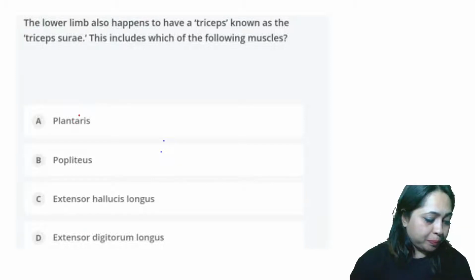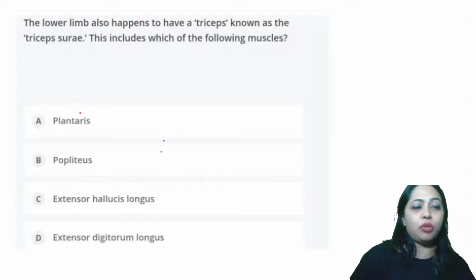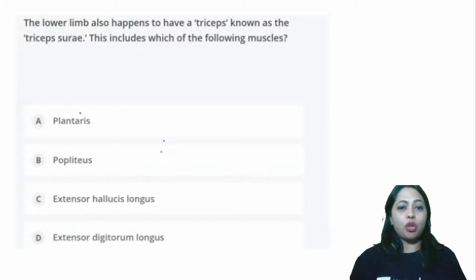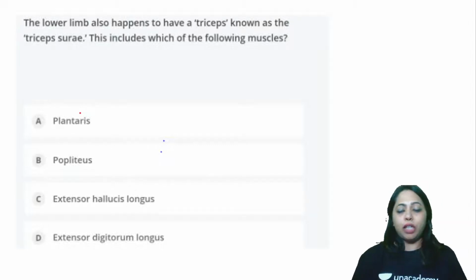So who can tell me? Manoj says C. The options are extensor hallucis, extensor digitorum, popliteus, and plantaris. The lower limb also happens to have a triceps known as triceps surae. This includes which of the muscles? Does it include any of these? Plantaris, popliteus, extensor hallucis, extensor digitorum? Anyone? In fact, it does not include any of them.